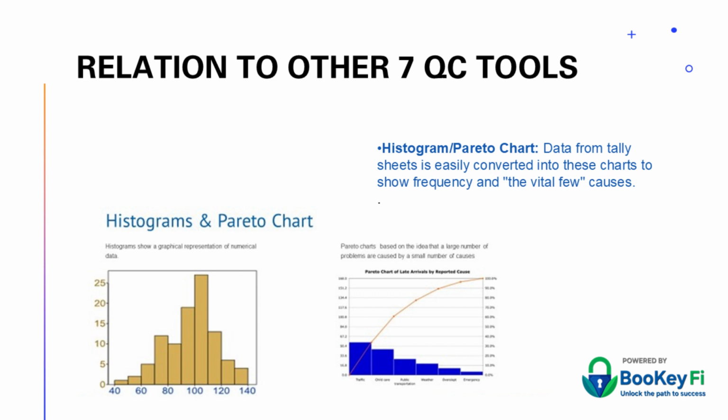Histogram and Pareto chart. Data from tally sheets is easily converted into these charts to show frequency and the vital few causes. The check sheet provides the raw counts, while the Pareto chart prioritizes them, allowing you to focus your energy on the 20% of causes creating 80% of your problems.